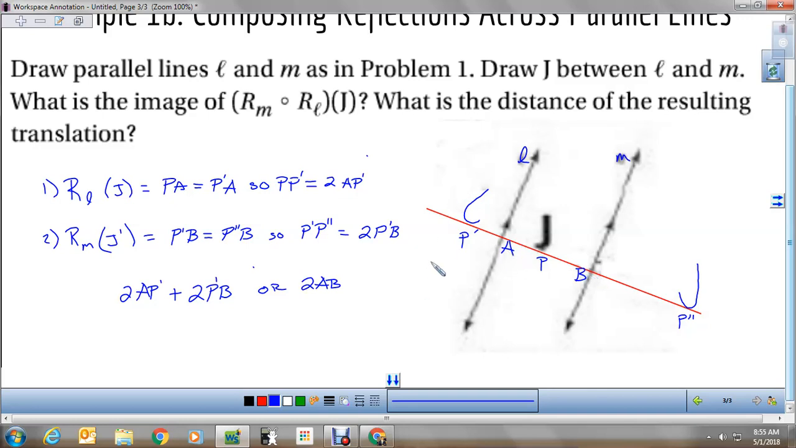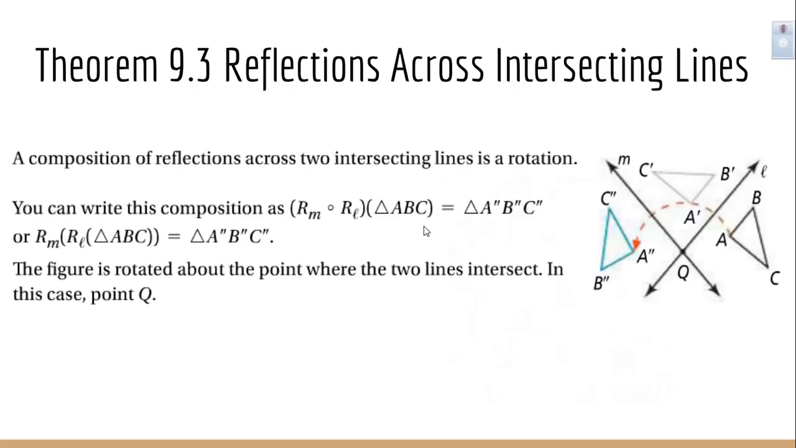Okay, so let's move on to the next one. Reflections across intersecting lines. The composition of reflections across two intersecting lines is a rotation. So as you reflect the original figure ABC across this line, and then reflect it across this line, it becomes a rotation, which means this figure has been rotated so many degrees about point Q, the point of intersection.